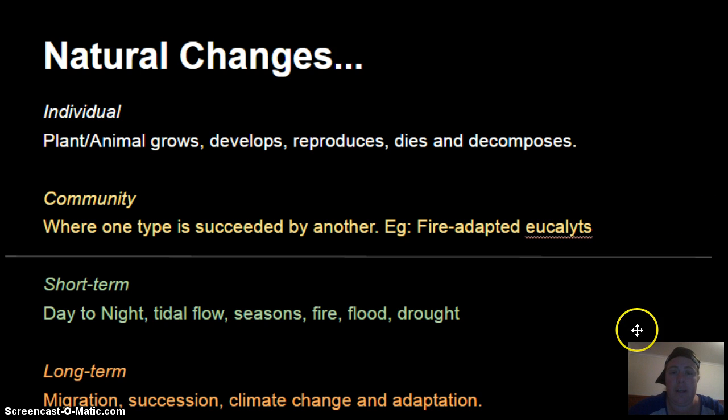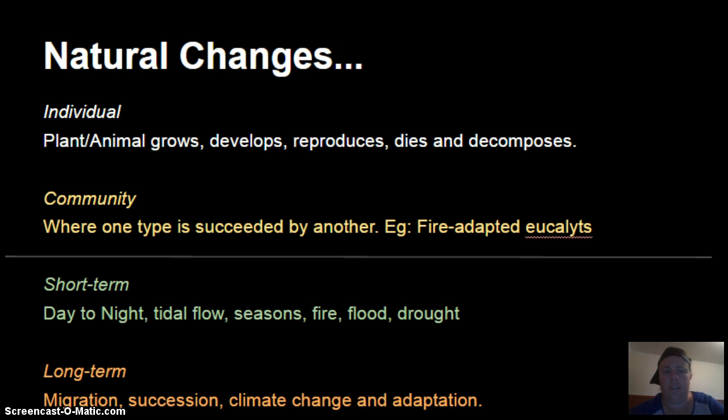Also we're thinking about the difference between short-term and long-term. Short-term is anything to do with day, night, tides, seasons, fires, floods, and your long-terms are the things that take a while. So that's your climate change, it's your adaptational changes, maybe I should say. And yeah, migration also falls into that category.